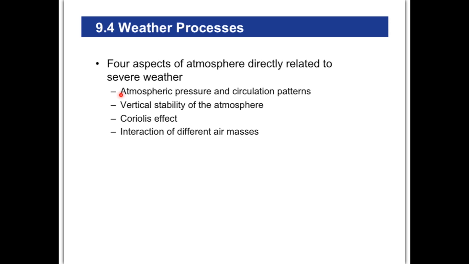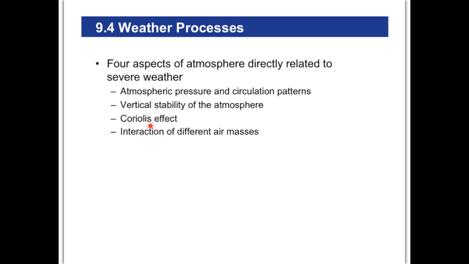First of all, we're going to talk about pressure, what atmospheric pressure is, and how differences in pressure cause wind to move from point A to point B. We're also going to be talking about vertical stability of the atmosphere. What that means is if air is unstable, it's prone to rise. Is air going to stay where it is, or is it going to want to rise up? We're going to see how rising air contributes to the storms that we're going to be studying.